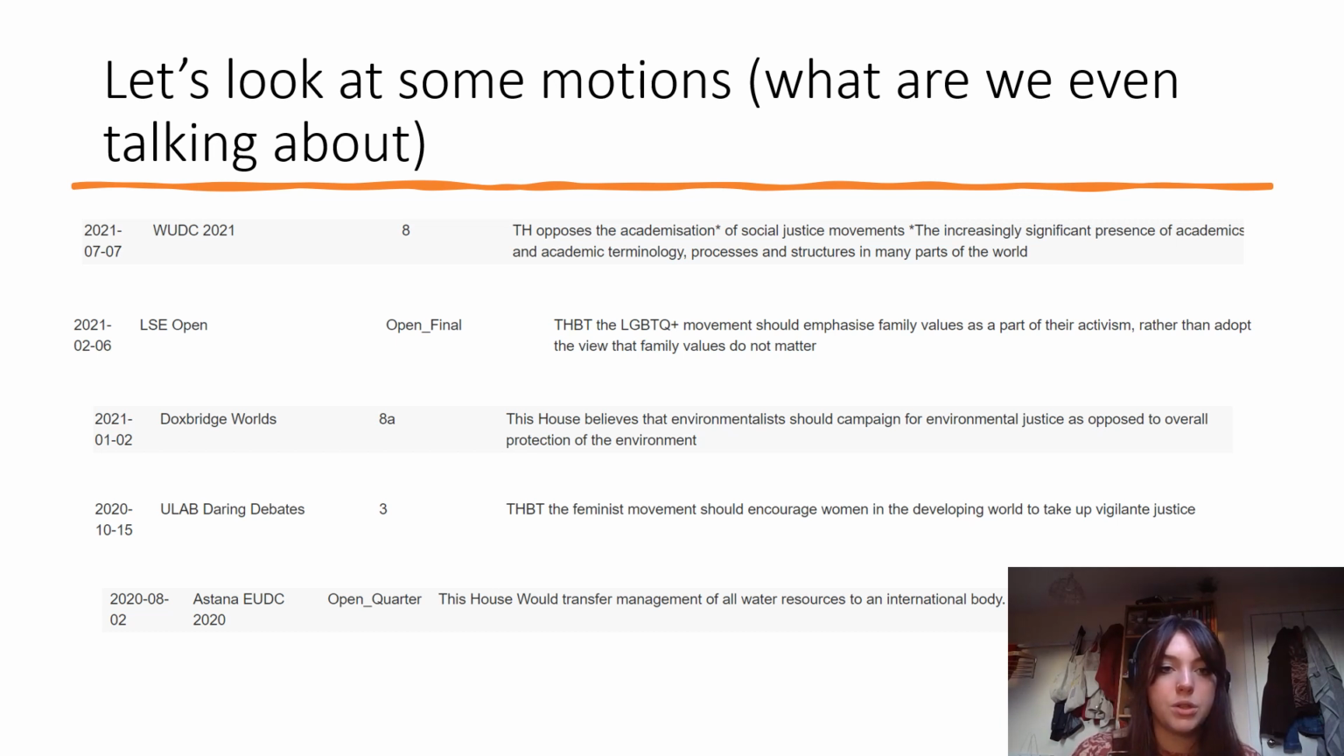So moving on then to motion number 4: this House believes that the feminist movement should encourage women in the developing world to take up vigilante justice. I actually think this is one of the first debates that I ever did in university. I have this vague memory in my mind.